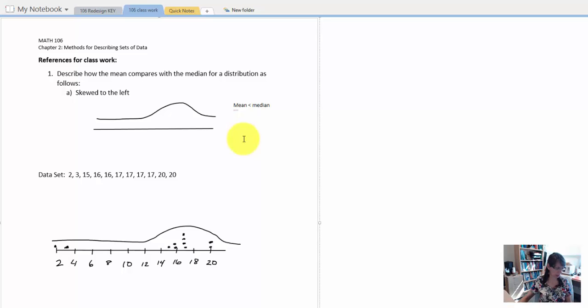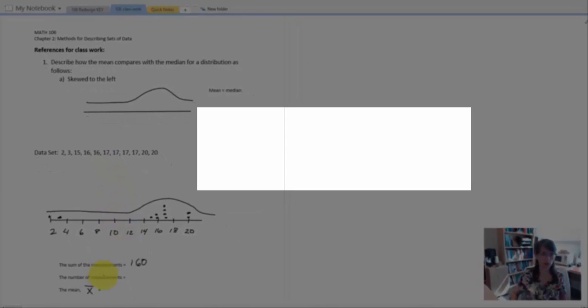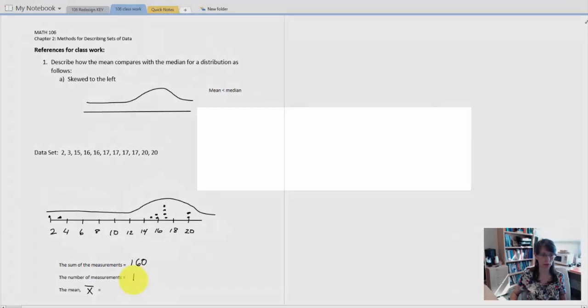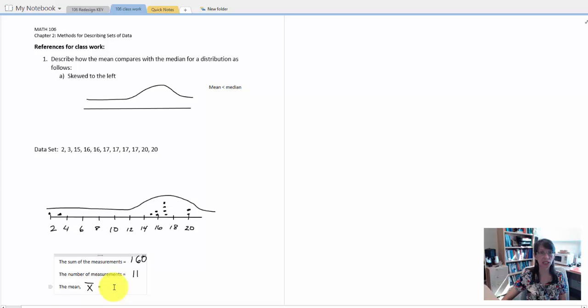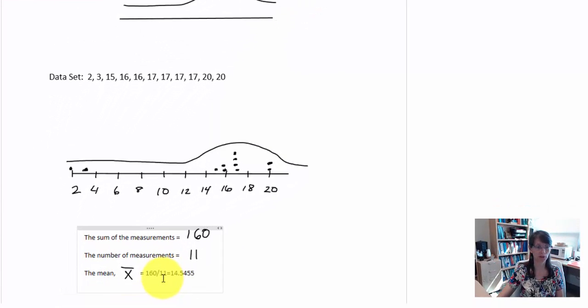First, we'll calculate the mean. To calculate the mean of our measurements, we'll add all of our measurements from 2 to 20, and the sum of the measurements is equal to 160. For the number of measurements, we simply count, and we have 11 measurements. To calculate the mean, 160 divided by 11 equals 14.5455. And we could round that off to 14.5 to the nearest tenth.